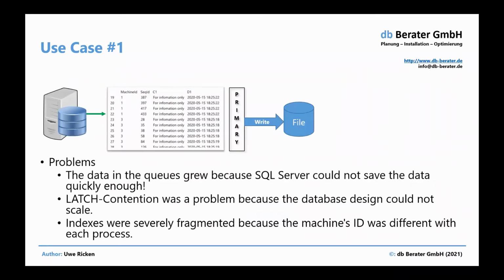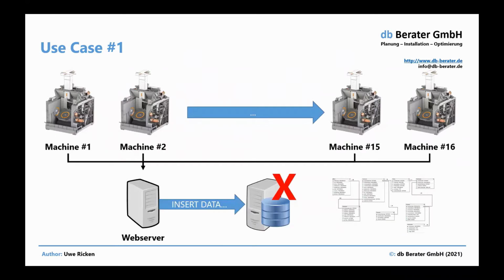And one of the biggest problems is that the data on the web service in the queues were growing because SQL Server could not save the data quick enough. And the reason for this is a very simple thing. I want to go back to this slide. You see here this big red X.